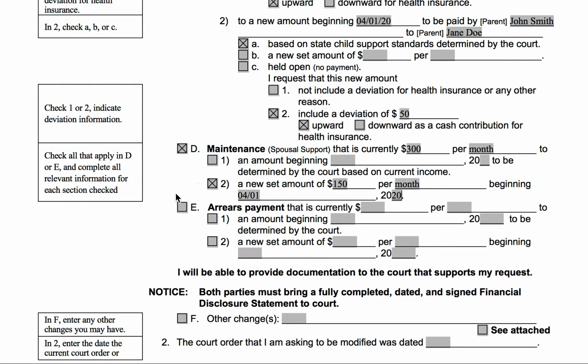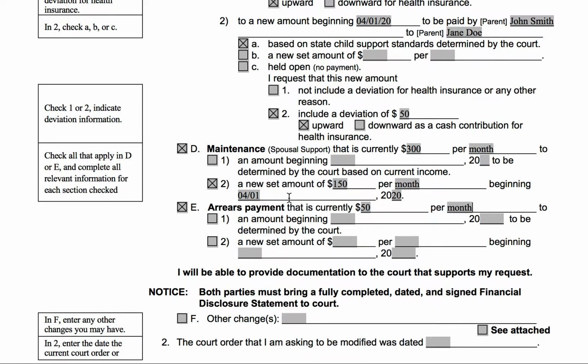And last but not least, we have the arrears payment section. And again, you don't have to do all of these. You only do the ones that apply. But for the arrears section, that would be here. And the arrears payment that is currently, again, we'd put whatever it is, just like all the others. We're putting what the current payment is. We'll say $50 per month.